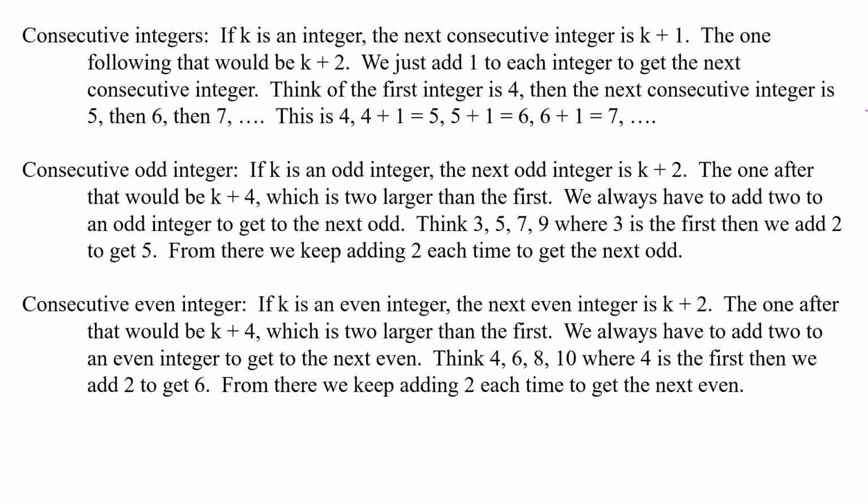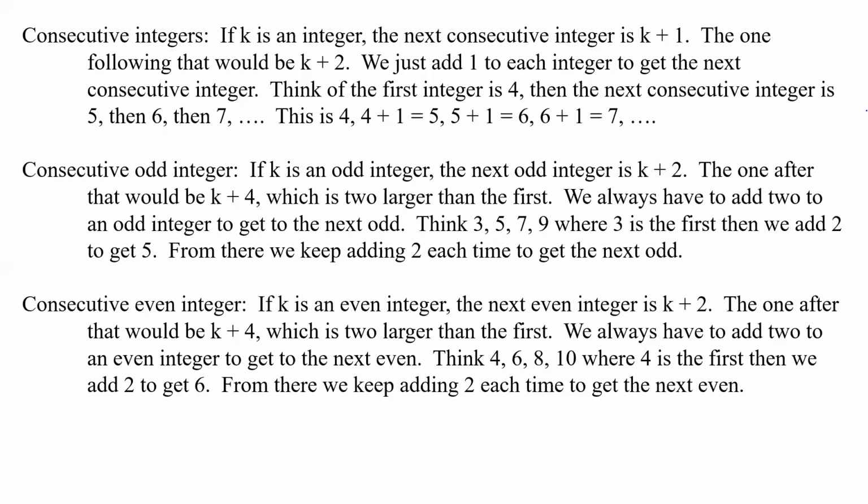So with consecutive integers, if k is an integer, the next consecutive integer is k plus 1. And then the one following that would be k plus 2, and so on. And so we basically are adding 1 to each integer to get the next consecutive integer.